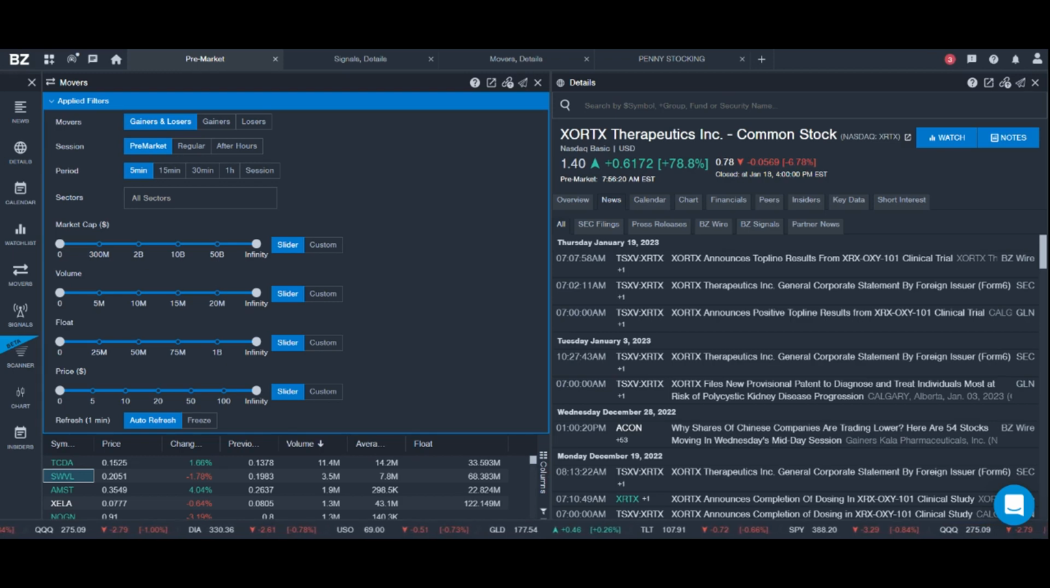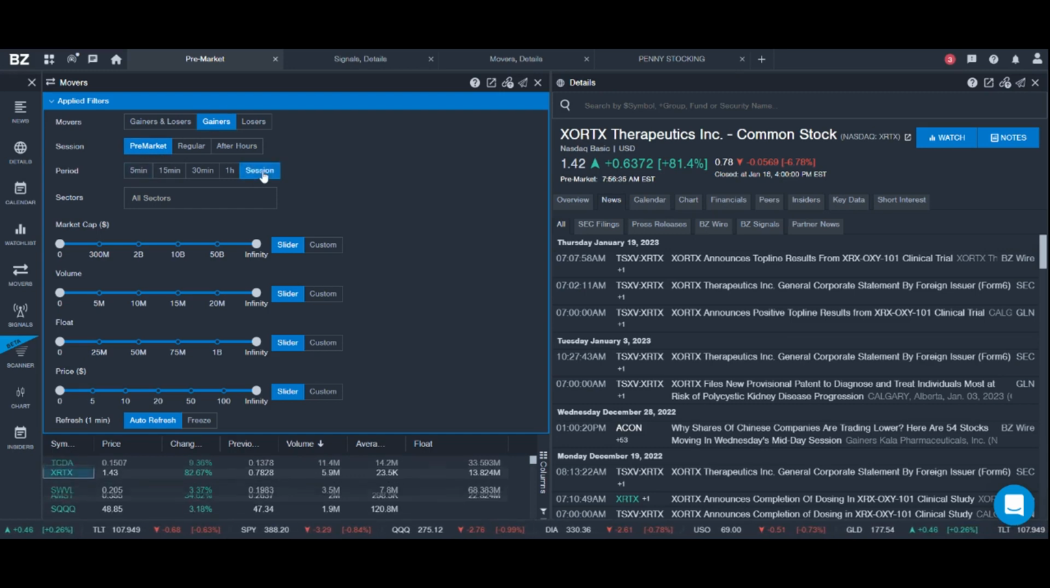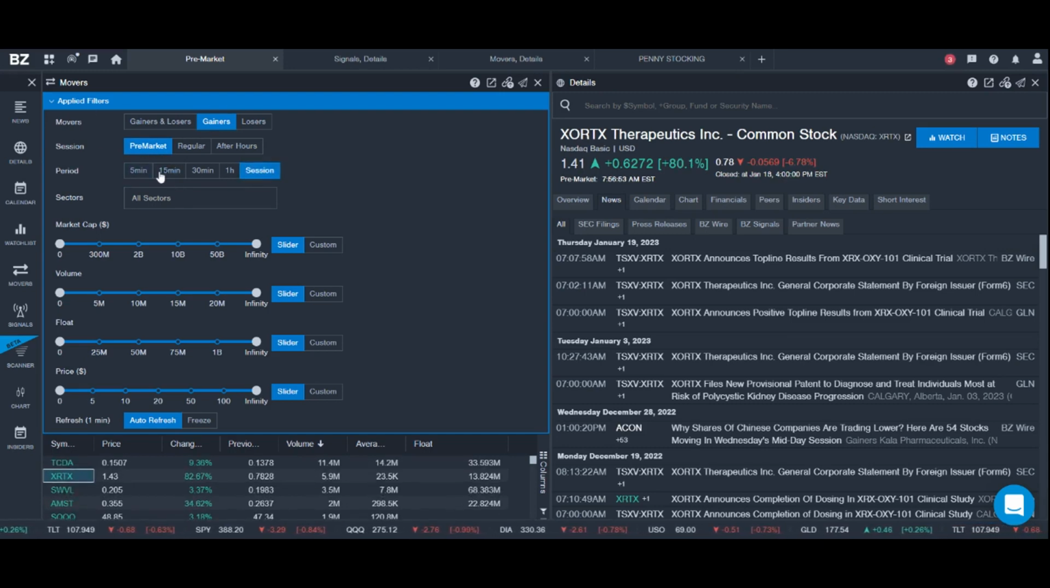So let's take a look at the Benzinga Pro Scanner. We can go into a workspace and click on the pre-market. This allows you to see all the stocks that are currently moving on higher than average volume in the pre-market. But how do we set this? Well, first what I do, I want to see the pre-market gainers. Obviously for this session, I want to see the pre-market, and for the period, I want to see the entire session, not in 5 or 15 minute intervals. So that's important.